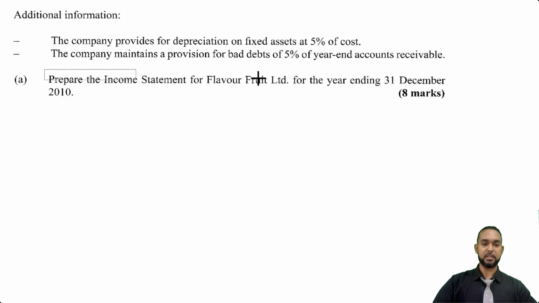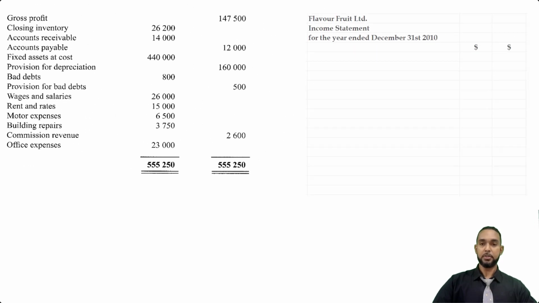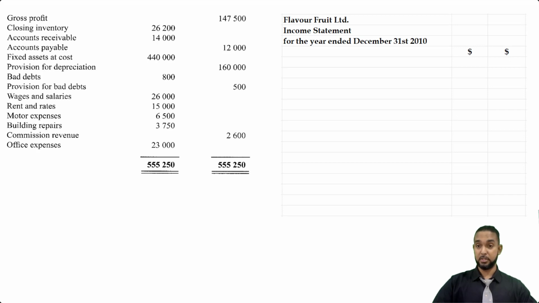Now, the first thing that they want us to do is to prepare the income statement for Flavor Fruit Limited for the year ending 31st December 2010. Okay, so of course, as I always mention, and if you've watched most of my videos, always head up your statements properly. The name of the entity, the name of the statement you're preparing, and the period to which it applies.